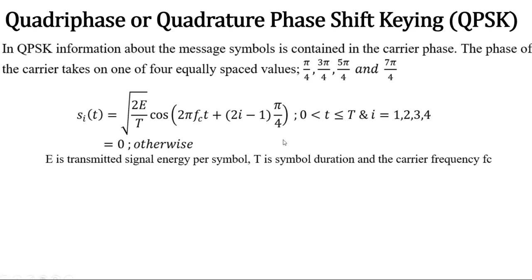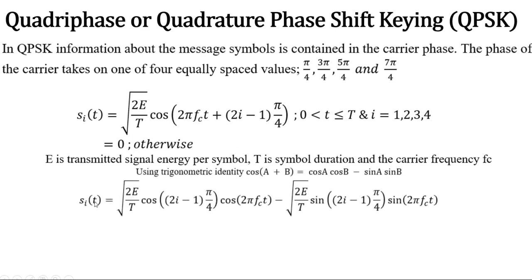Now if you use the trigonometric identity for cos(A + B), considering A equal to 2π fc t and B equal to (2i − 1)π/4, si(t) simplifies to √(2E/T) [cos A cos B − sin A sin B]. So we write A equal to 2π fc t and B equal to (2i − 1)π/4, and you will get si(t) = √(2E/T) cos((2i − 1)π/4) cos(2π fc t) − √(2E/T) sin((2i − 1)π/4) sin(2π fc t).